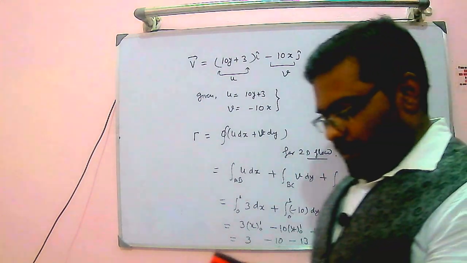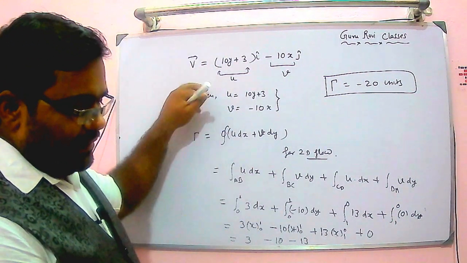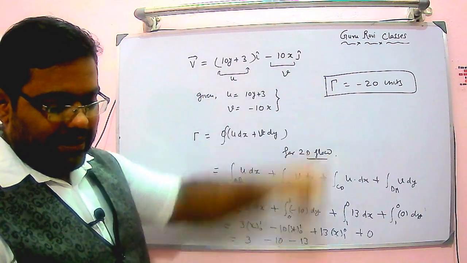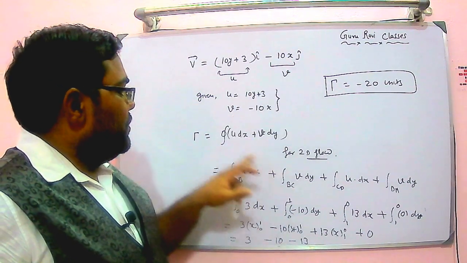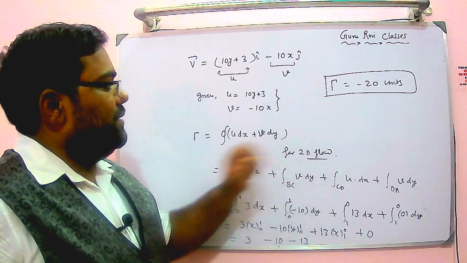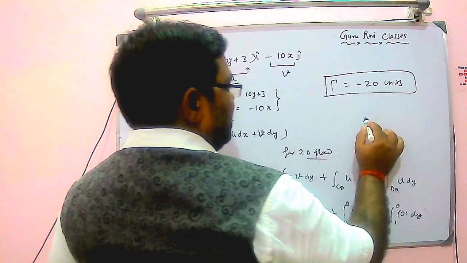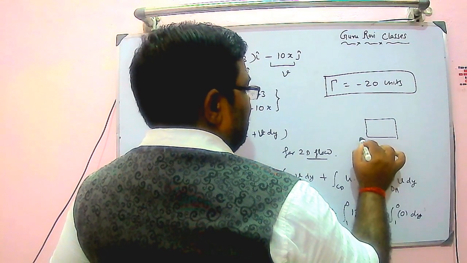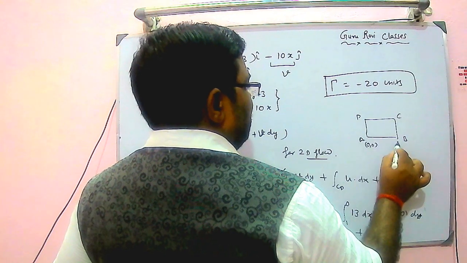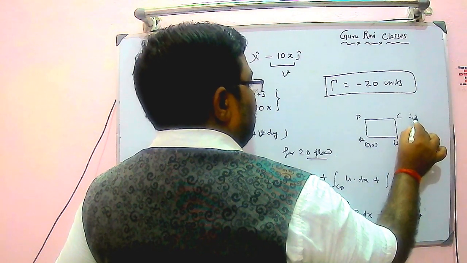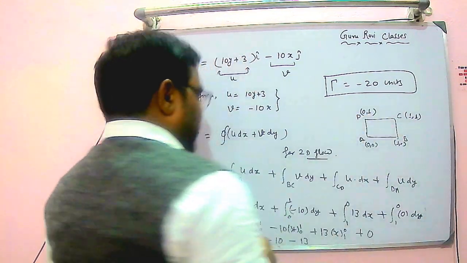So again I am repeating this problem, so it will be better understanding for you. This is the velocity vector which is given, 10y plus 3, minus 10x, right? So I can write u is equal to this and v is equal to minus 10x. Then I have written circulation is equal to the integral of u dx plus v dy, right? So I can write A B C D. How to get A B C D: it is coming something like this, right? So this is A, this is B, this is C, this is D, and here I know this is 0 0, this is 1 0, this is 1 1, this is becoming 0 1, correct?